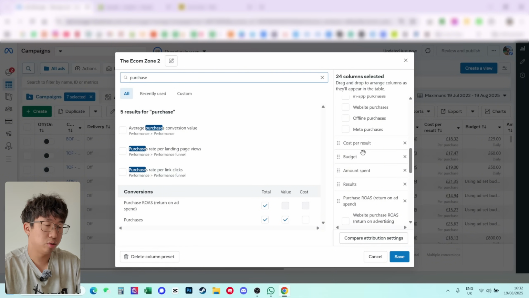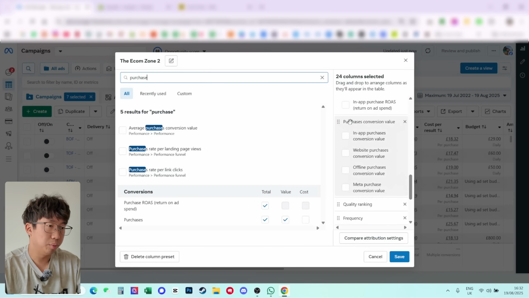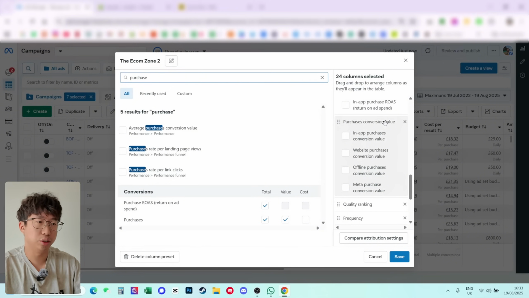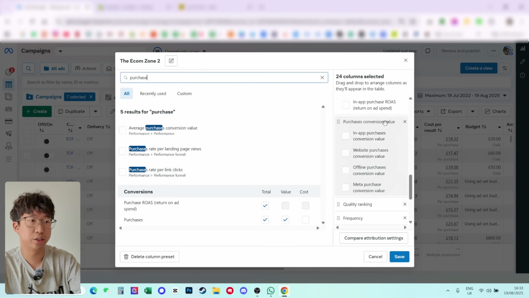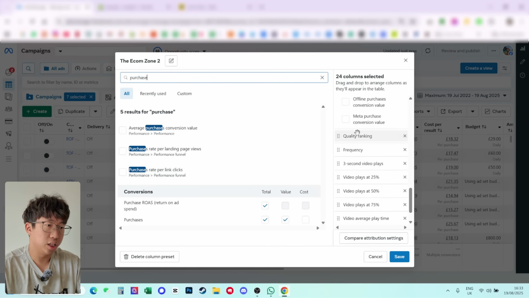Then we need cost per result, your budget, amount spent, your results, purchase ROAS, which is the return on ad spend, and then purchase conversion value so that you can see how much people spend. So if they spent like $60 on your store, then it should show as $60 on Facebook ads. Your quality ranking, which is how Facebook ranks your ads. Frequency is how many times someone's seen your ad. So when you're running top of funnel campaigns or you're testing or scaling even, it should really be 1 to 1.5. It shouldn't be anything higher.